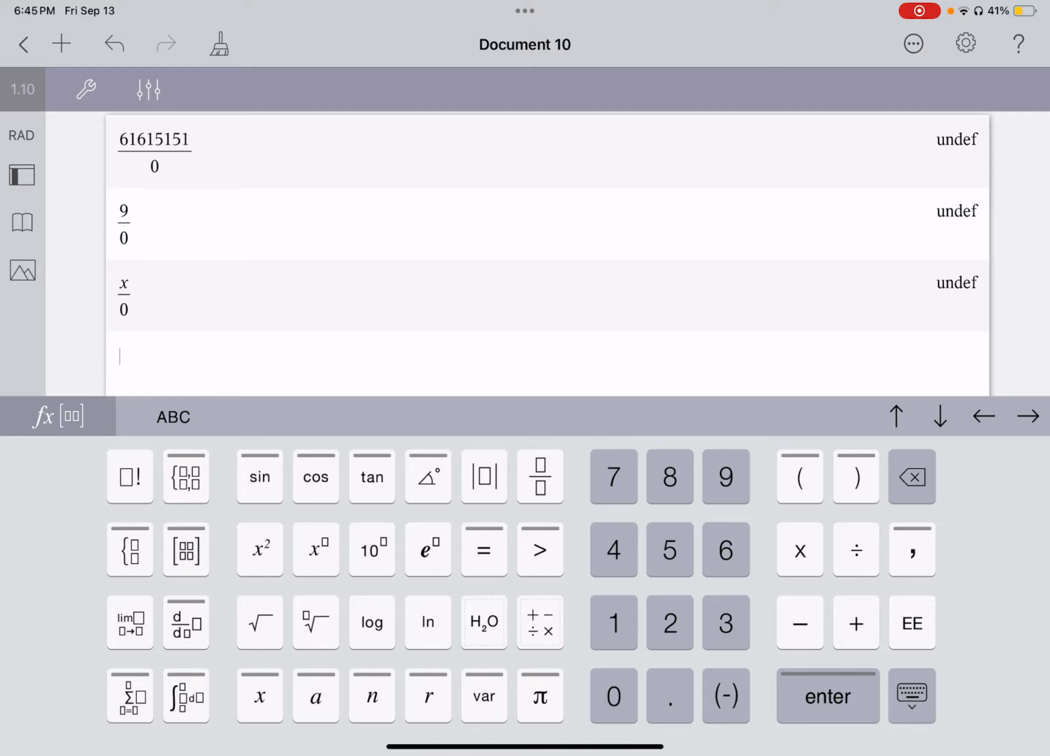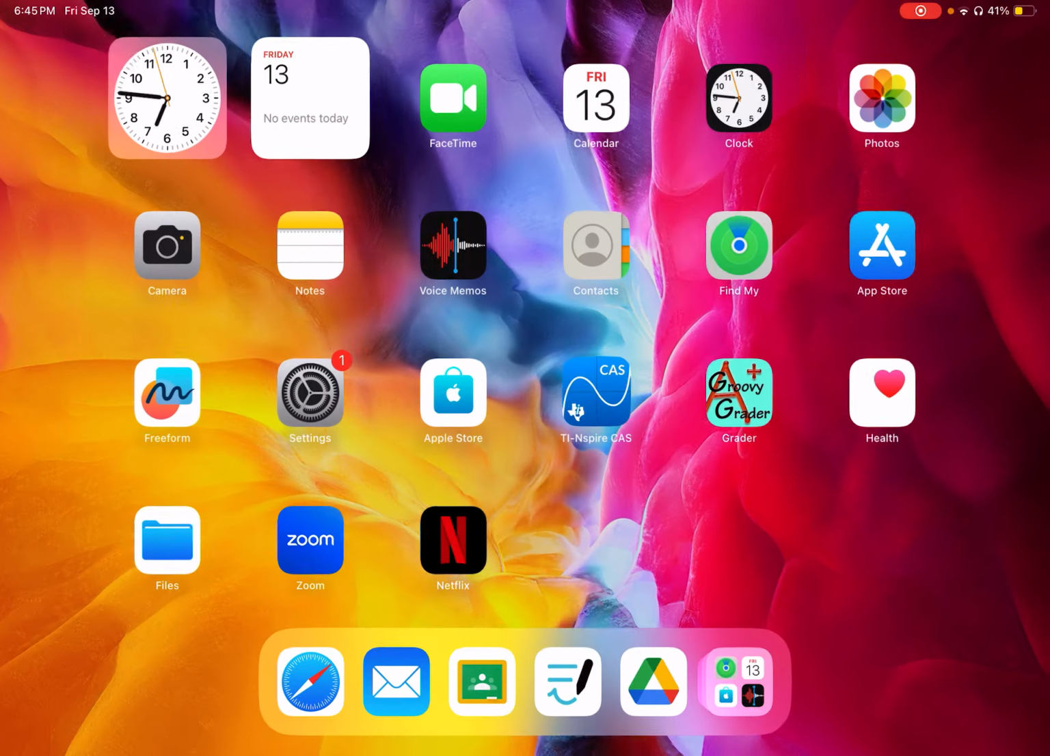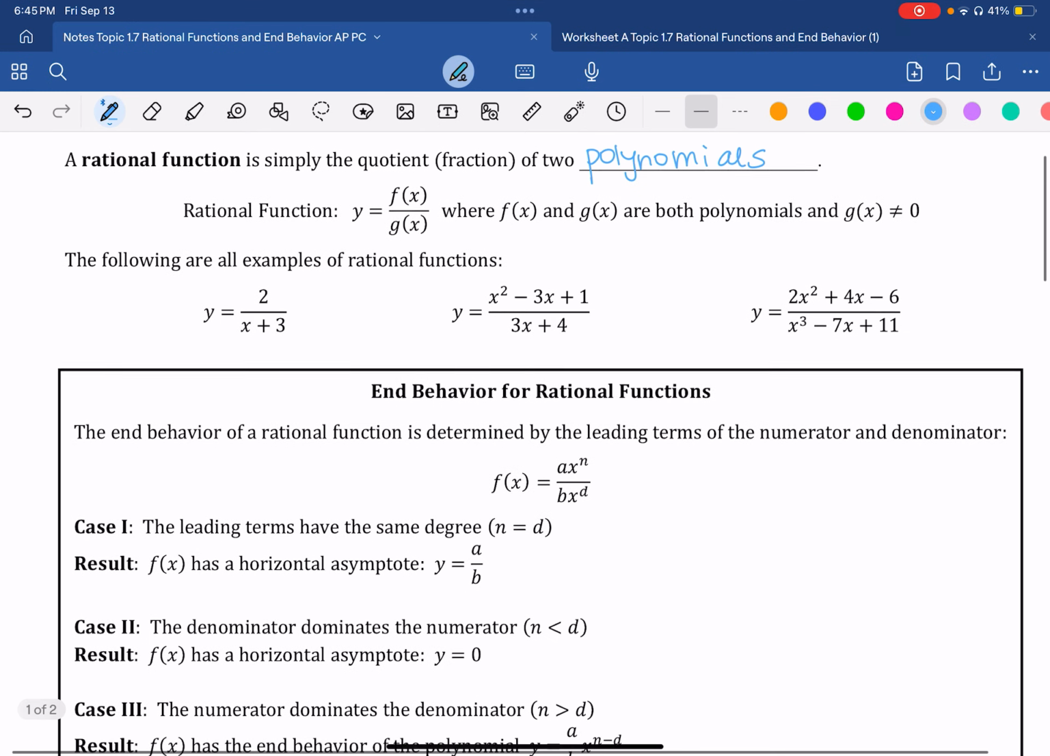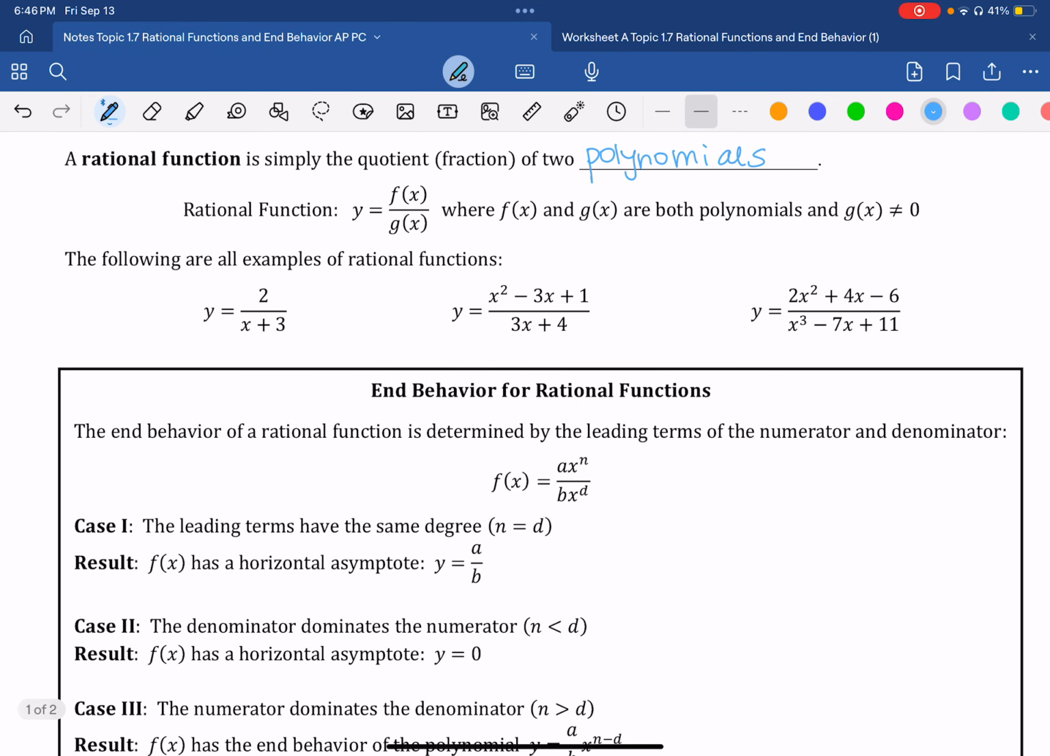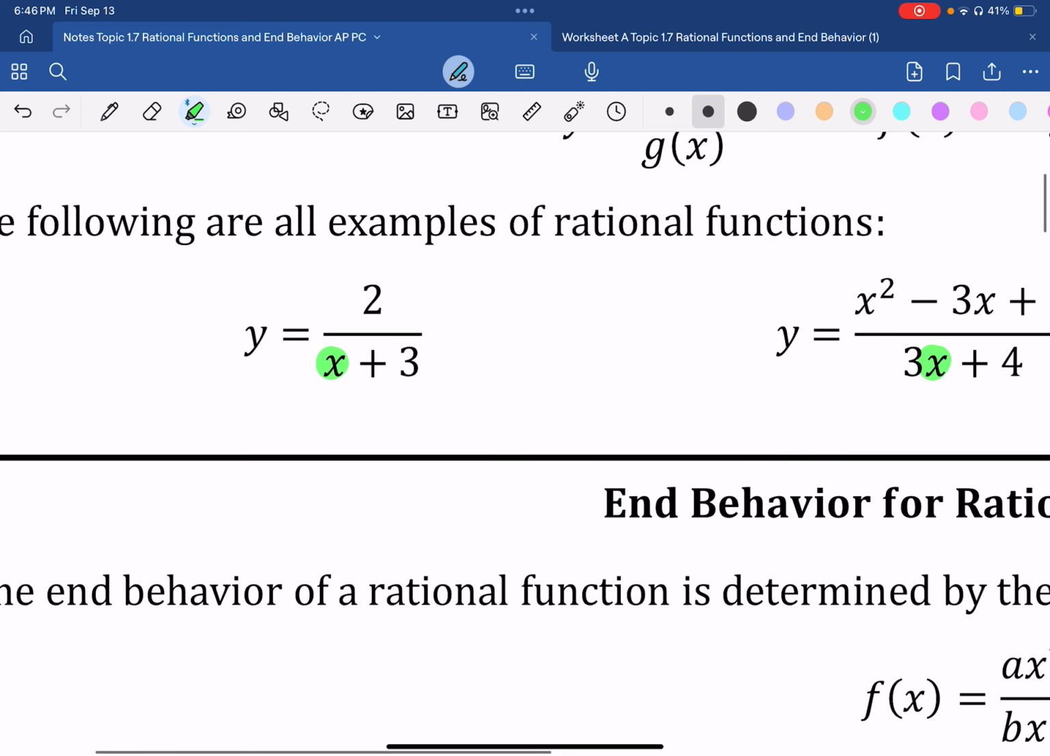Okay, so let's go back over here. So the following are all examples of rational functions. Notice that the key here is that all of the denominators have at least one x. So that's how you know whether you're looking at a rational function. Now the numerator does not necessarily need an x. So this 2 here doesn't have an x.